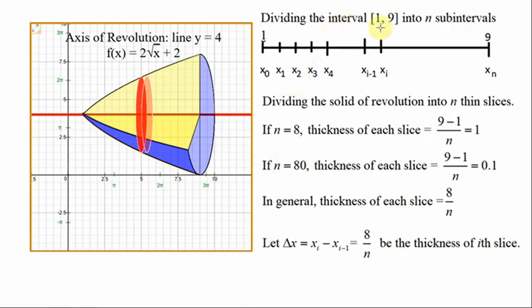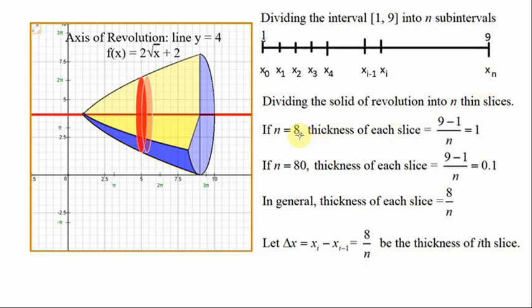The first thing I'm going to do is divide the interval from 1 to 9 into n number of sub-intervals. So the first one here, let's call it x of 0, which is 1. And then we have x of 1, x of 2, x of 3, x of 4. And then eventually we'll get to the ith sub-interval. This will be x of i minus 1, and this is x of i. From this ith sub-interval, that's where this disk comes from. And then we get to 9, which is x of n.